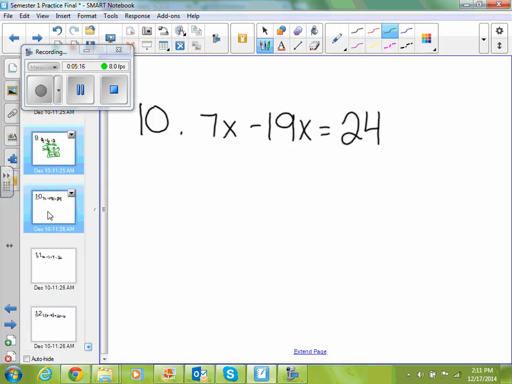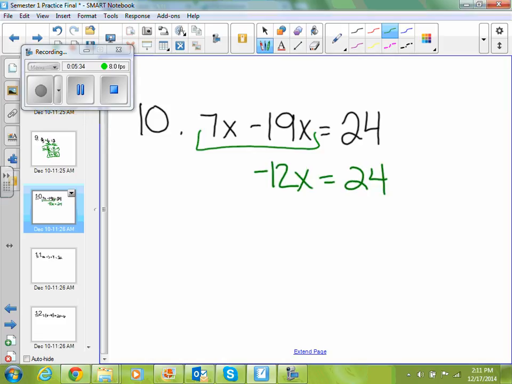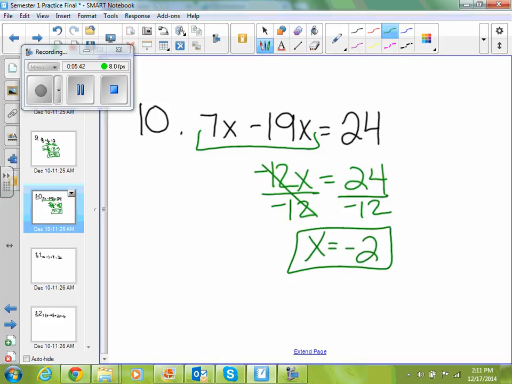Alright. Time, you're up. You're gonna help me with number 10. What do I do first? Okay, so I'm going to combine my like terms. What's 7 minus 19? Negative 12x. Very good. So negative 12x equals 24. So I divide by negative 12. Very good. So x equals negative 2. Woo!